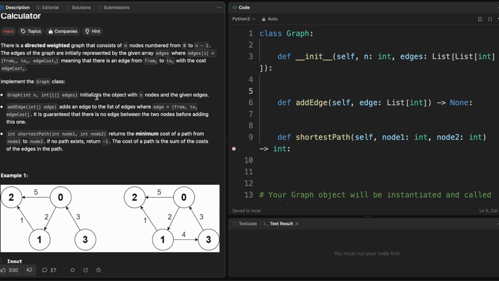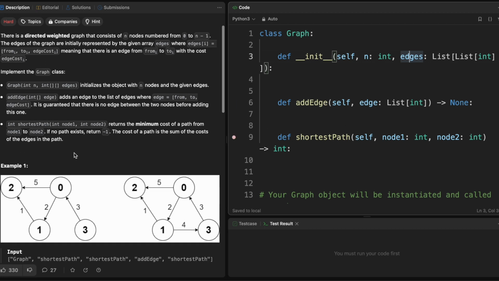So we're expected to initialize the object with n number of nodes and the given edges, and then we need to support the add edge operation. So we'll be given an edge with the source, the destination, and the cost, and we need to take care of that. And the main part is the shortest path method, right?